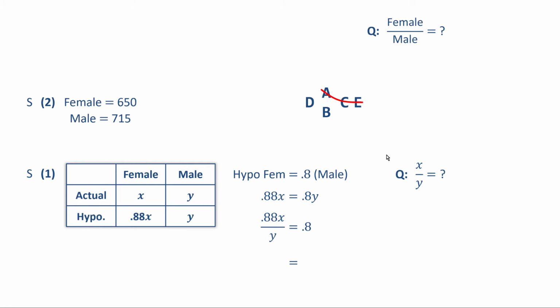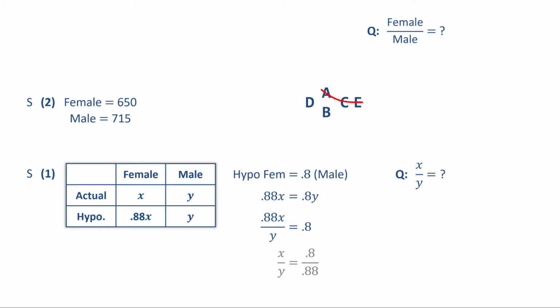Dividing both sides by 0.88 turns the left side into x over y, and the right into 0.8 over 0.88. This last line is optional, so I'll make it fade to gray. What you definitely should not do is spend any time calculating the value of 0.8 over 0.88. With the time pressure on the GMAT, you should stop solving as soon as you can tell whether a statement is sufficient.